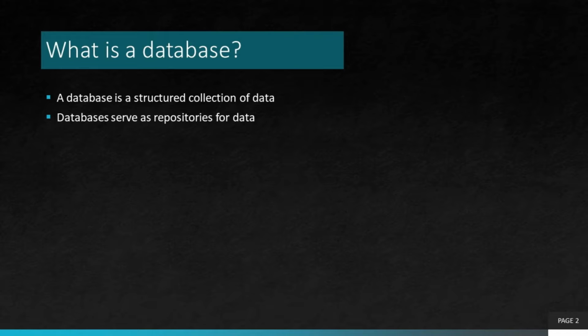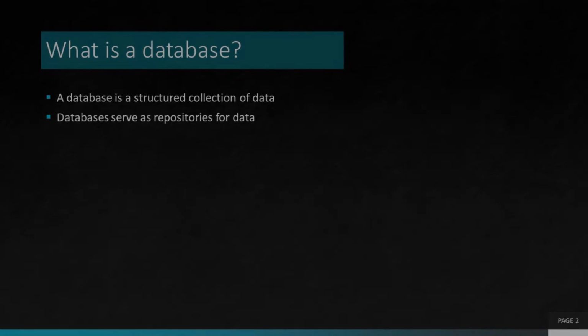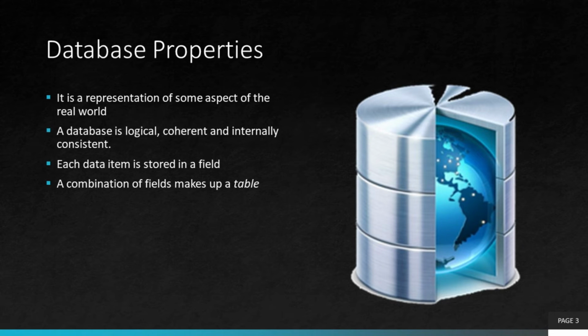A database is a structured collection of data that is organized in a way that allows for efficient storage, retrieval, and manipulation of data. Databases serve as a repository for data, making it easier to manage, access, and analyze information. There are several properties of a database. Typically, it represents some aspect of the real world, or a collection of data elements representing real-world information. A database is often logical, coherent, and internally consistent. A database is designed, built, and populated with data for a specific purpose.